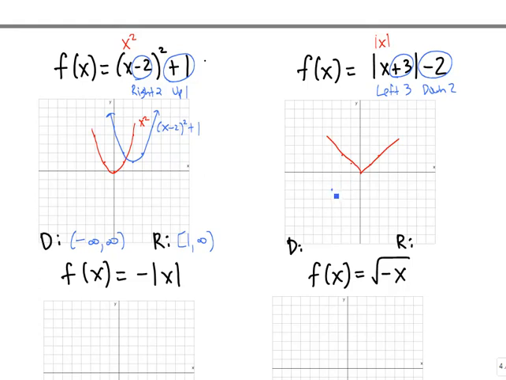So the new vertex is at negative 3, negative 2. Once I know where the vertex is, we can use our pattern. Over 1 up 1, over 1 up 1, over 1 up 1, over 1 up 1, and we get our nice V shape.